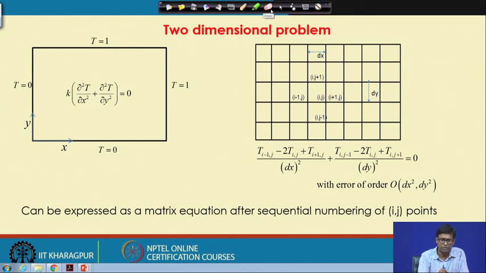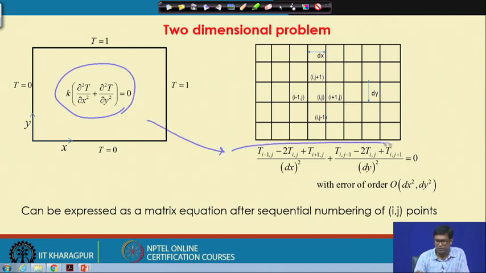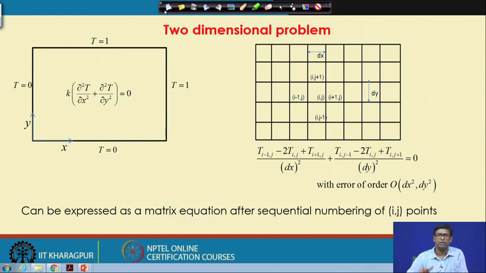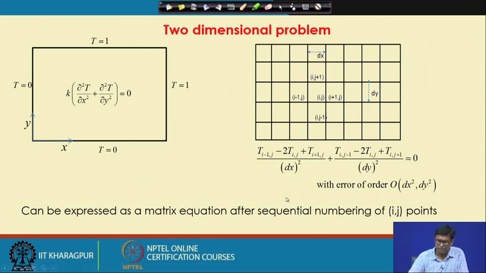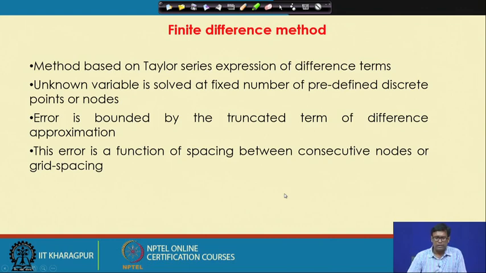The Laplace equation which we started with can be converted into a difference equation, and finally we can get a matrix equation out of it. So, many physical equations can be converted into difference equations. And this method is called the finite difference method. This is based on the Taylor series expression of different terms.